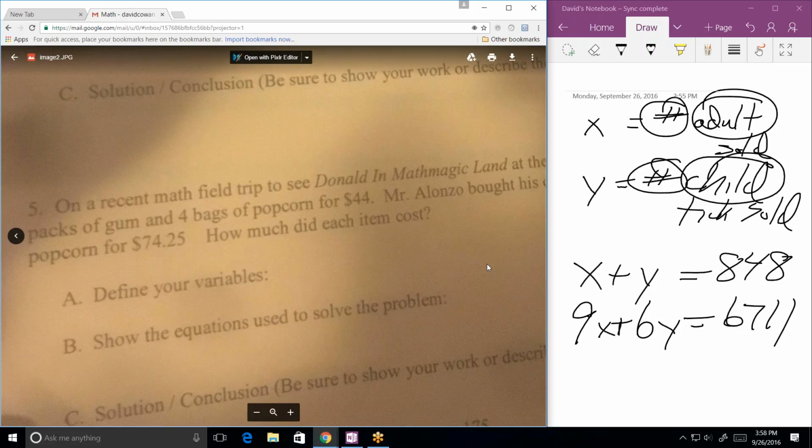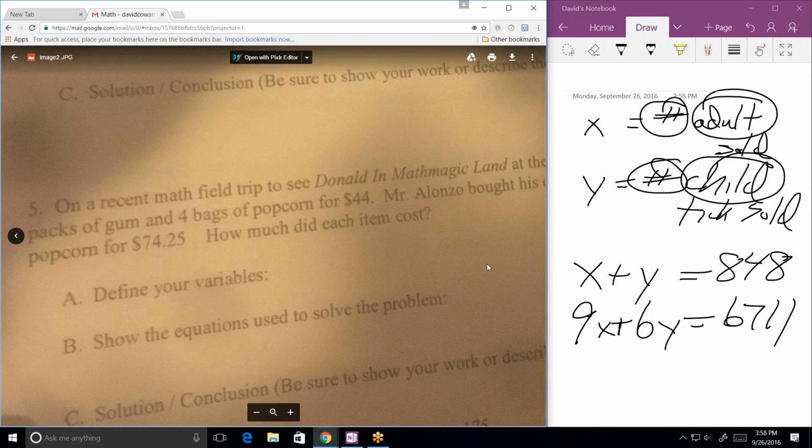Look to the last sentence. You don't even need to read the rest of it. Just automatically go to the last sentence. All right, yeah. So X is the number of packs of gum. Y is the number of bags of popcorn. What's that last sentence say? Oh, how much did each item cost?